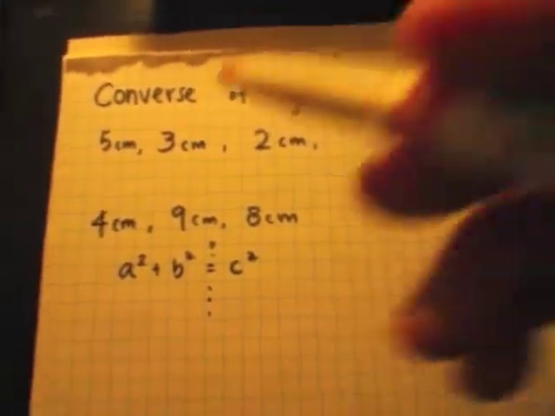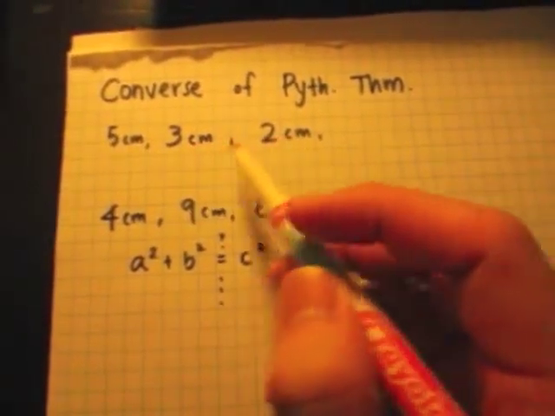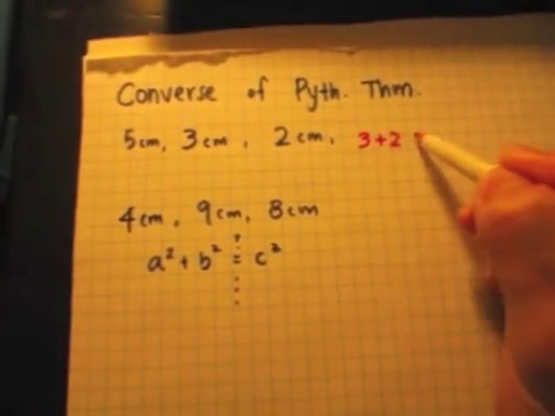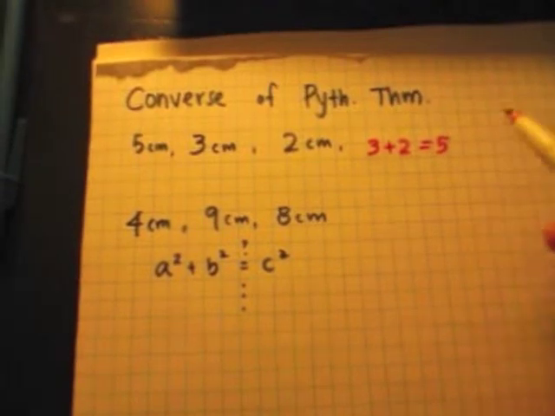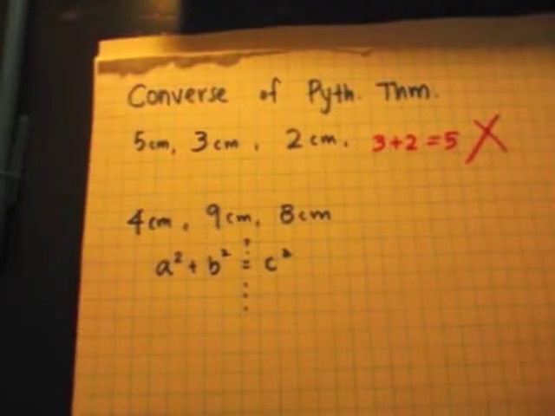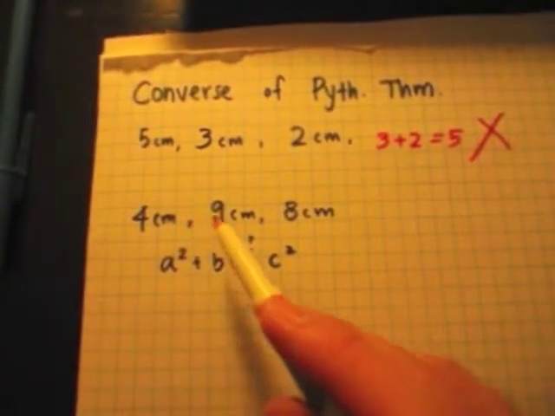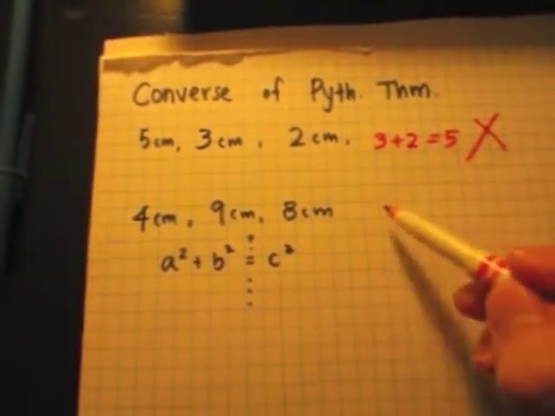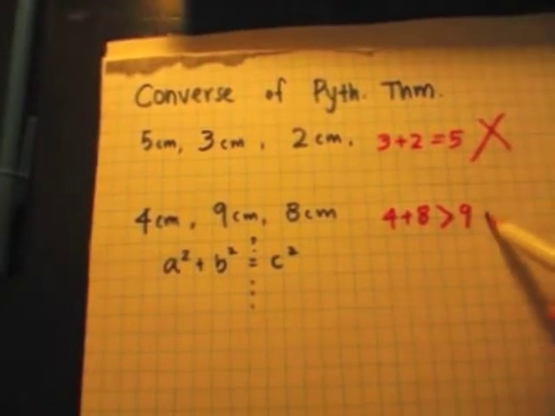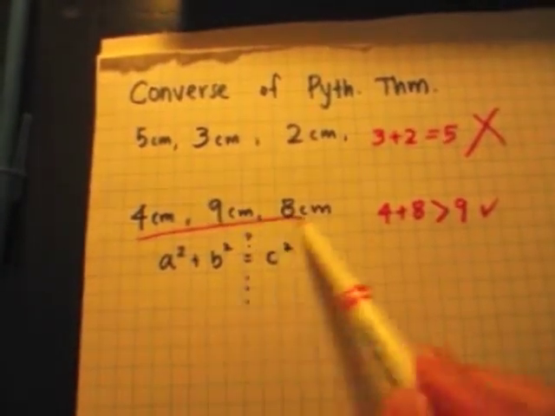Are we working with a triangle here? So in this first example, I have 5 centimeters, 3 centimeters, and 2 centimeters. Well, 3 plus 2 is equal to 5. It is not greater than 5. So in this case, we don't even have a triangle. In this second example, my 2 smaller sides are 4 and 8. And 4 plus 8 is definitely greater than 9. 4 plus 8 is 12. So it passes the first test. These dimensions make a triangle.